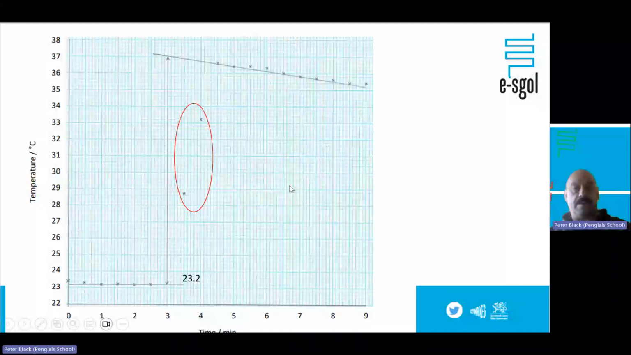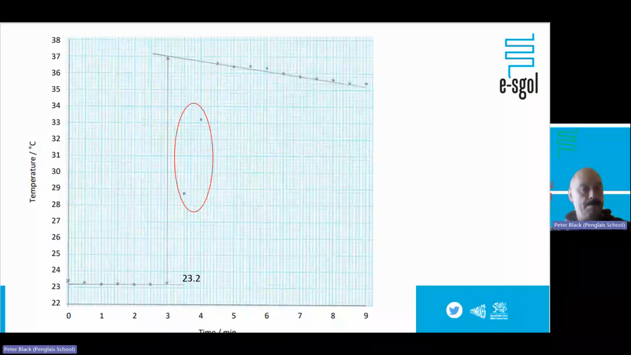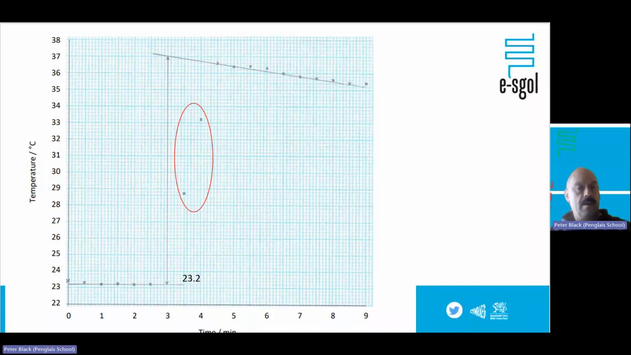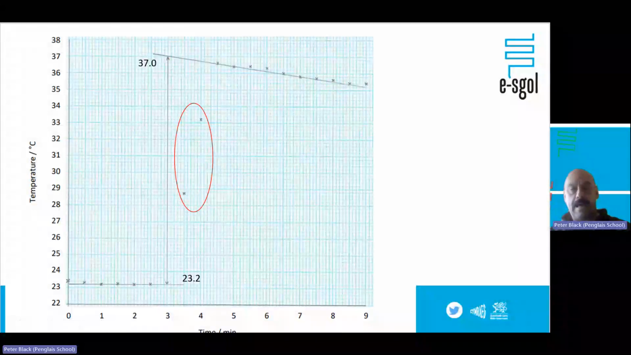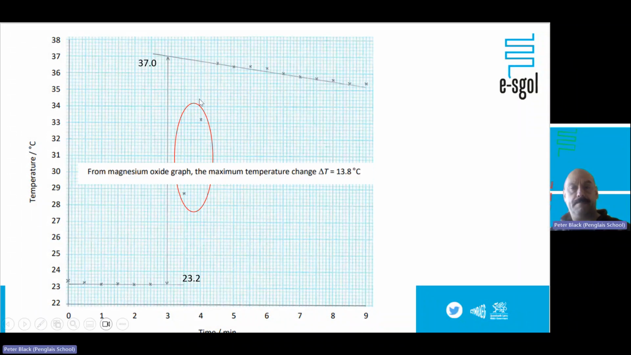So what we're going to do next is look at our axes. Always check your axes, what we're going up in. We are going up in intervals of 1, and there's 5 squares in between each interval value. So that means we're going up in 0.2s. So 23.2 is our start temperature. We come to the axis here, and we come across, and we're exactly at 37.0. Notice, by the way, I haven't put 37, I've put 37.0. So that gives us a delta T of 13.8.